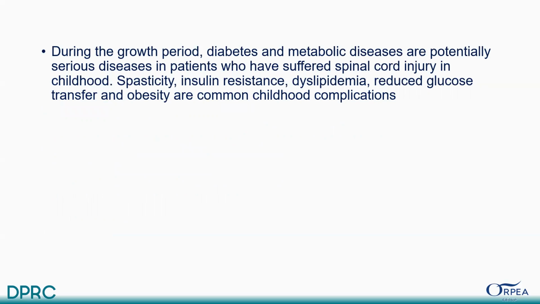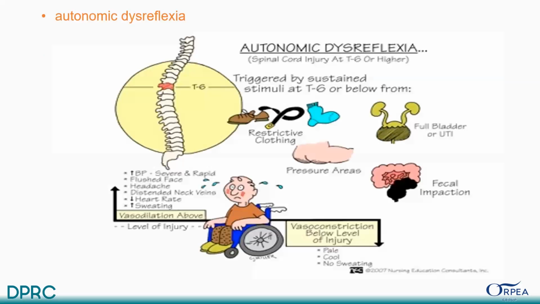During the growth period, diabetes and metabolic disease are potentially serious diseases in patients who have suffered spinal cord injury in their childhood. Spasticity, insulin resistance, dyslipidemia, reduced glucose transfer, and obesity are common childhood complications. These are the complications mainly in those who have suffered spinal cord injury in their childhood.